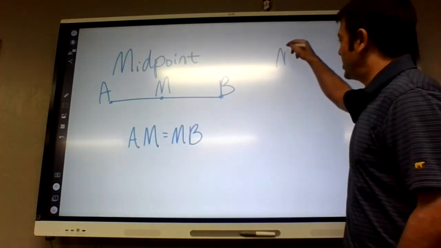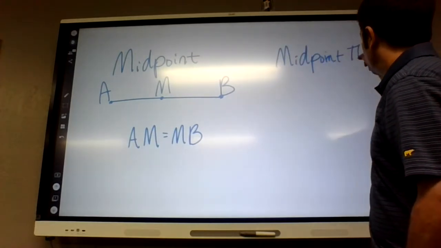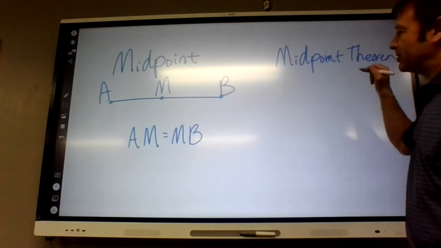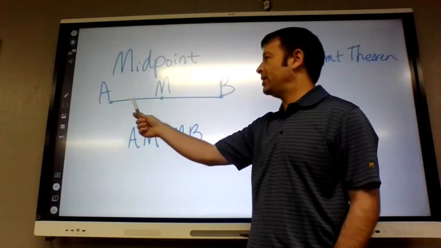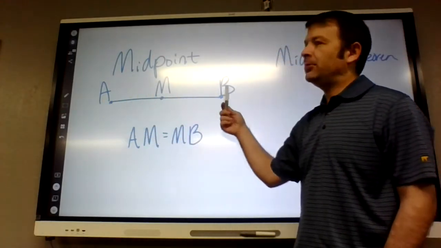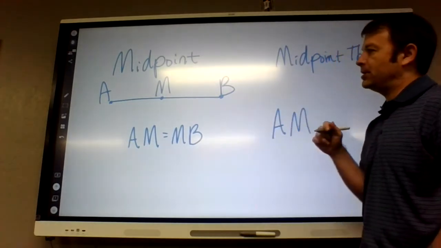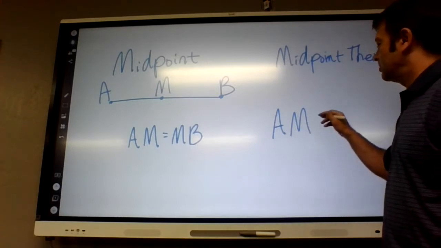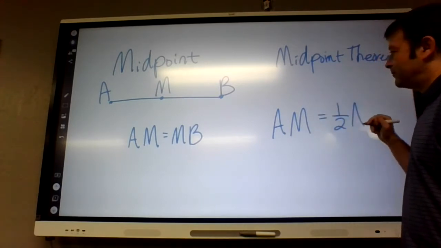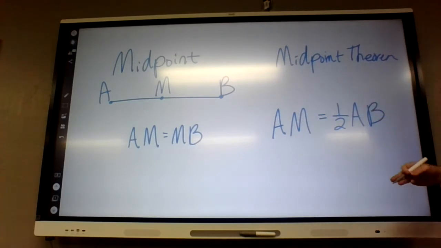Okay, but today we're adding on something called the midpoint theorem. I'm not going to prove it because it takes too long, but you guys would probably be able to guess. What's the relationship between AM and AB? Half of AB is AM. If M is the midpoint of AB, then AM equals half of AB.